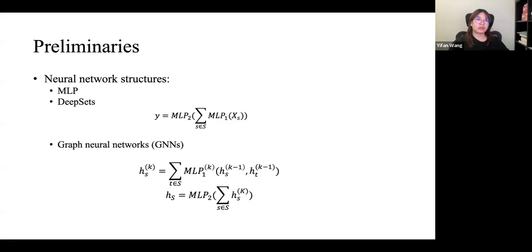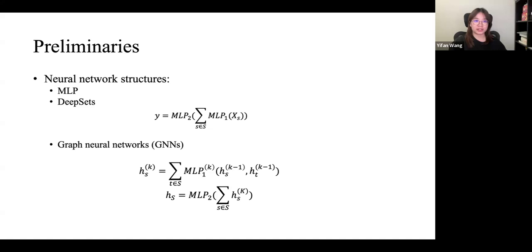This paper mainly focuses on three types of neural network structure. The first one is MLP. MLPs are the simplest neural networks. They consist of fully connected layers. They work well with tasks involving individual objects, but they often struggle with tasks that need to deal with the relationships between different objects.